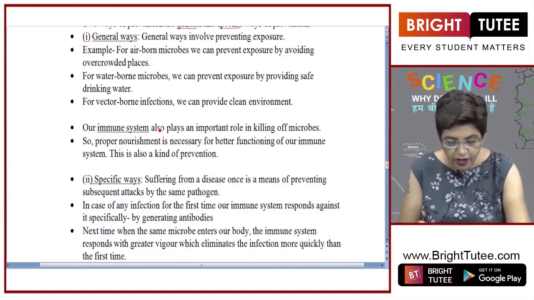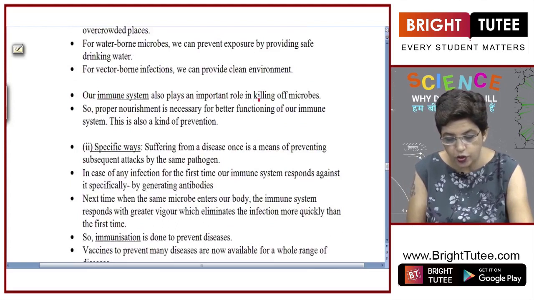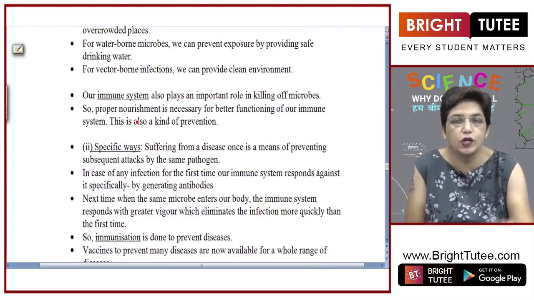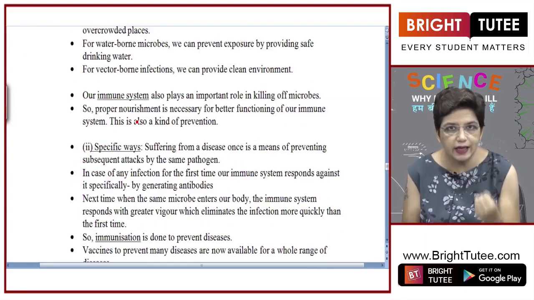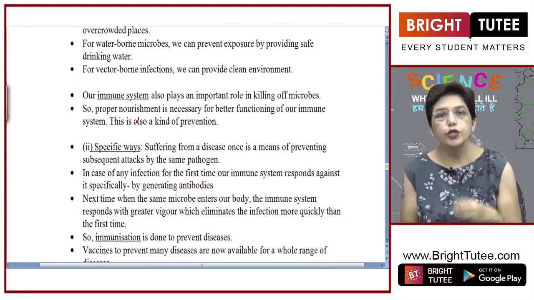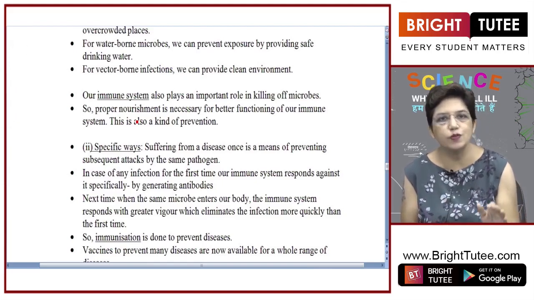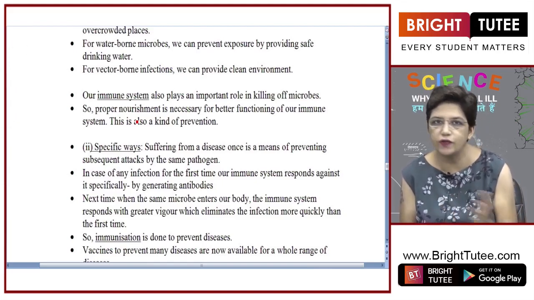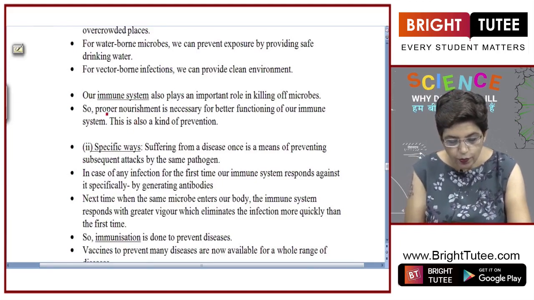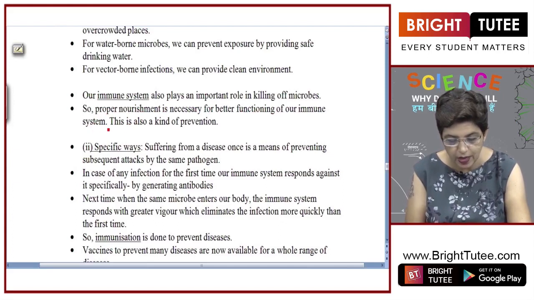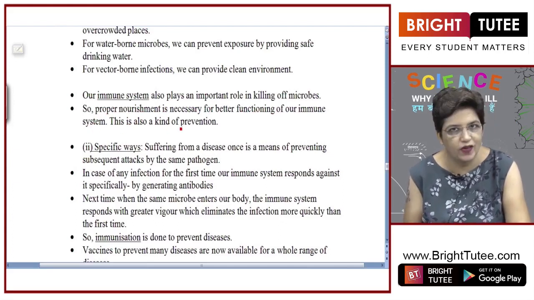But our immune system also plays an important role in killing of the microbes. This also falls under general, because if you are eating healthy, nutritious food, your immunity will be strong. You will be able to fight off many small infections day to day. So proper nourishment is necessary for better functioning of our immune system. This is also a kind of prevention.